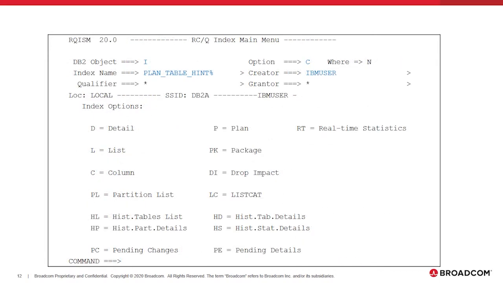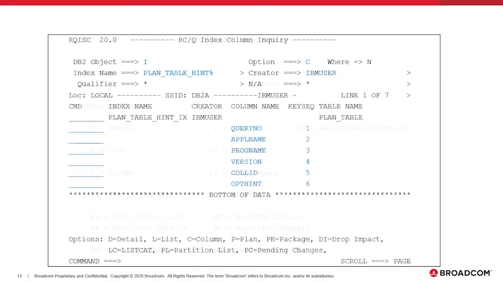This is the main menu for RC Query. We can input filters here. Putting I in DB2 object means we want to check info for an index. Putting C in option means we'd like to check the columns of the index. A wildcard can be used at the index name field, and IBMUSER is the creator of the index. Then press enter. Then all the columns for index PLAN_TABLE_HINT_IX are shown here. The index has 6 columns with a sequence number.